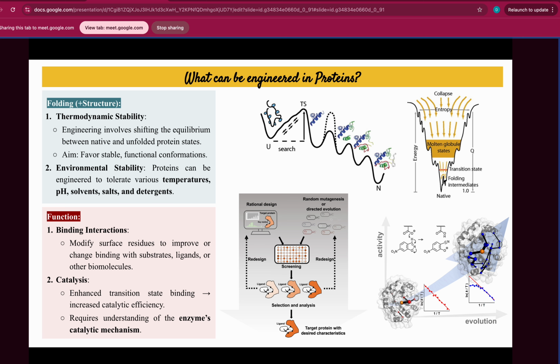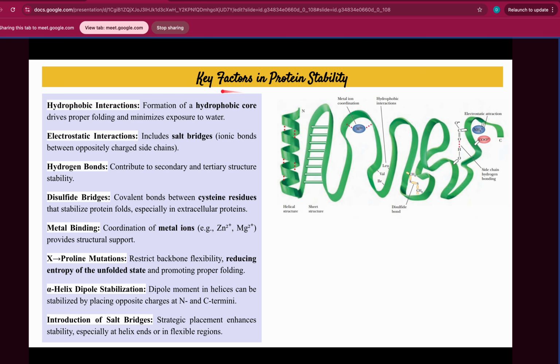So the key factors involved in protein stability are different interactions. Whenever we are designing or making new proteins, we need to keep these in mind, such that the interactions which are responsible for a particular folding or structure of a protein must be maintained. If there is any change in these interactions, then it will lead to a change in the structure of the protein, which might lead to a change in the function of the protein.